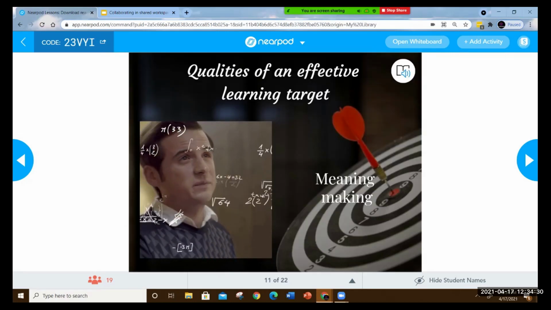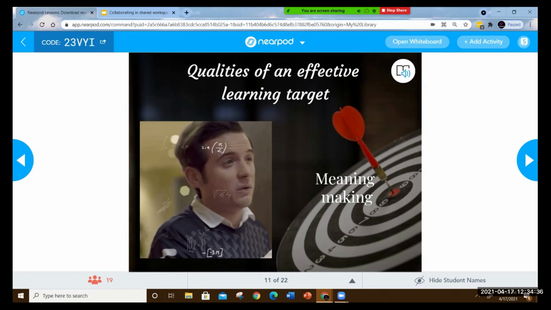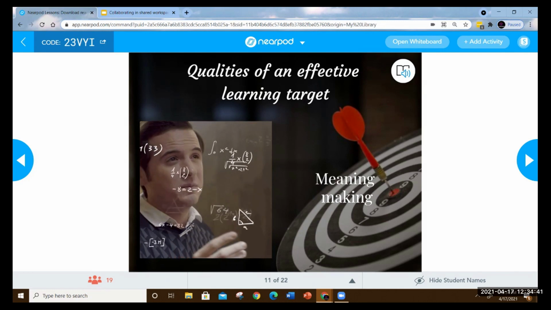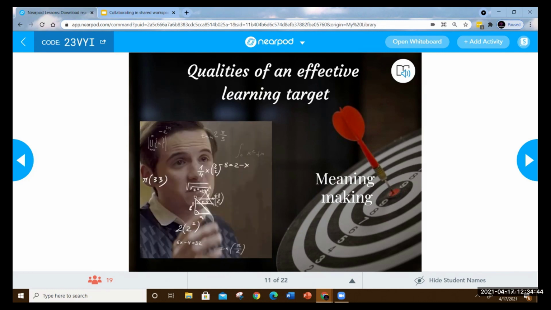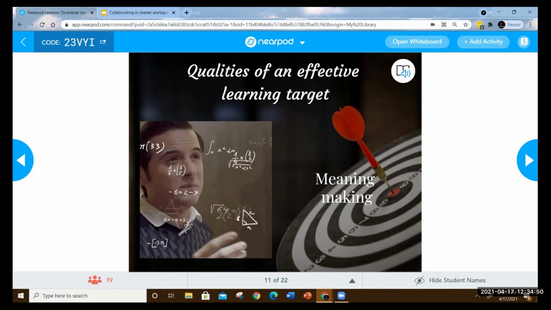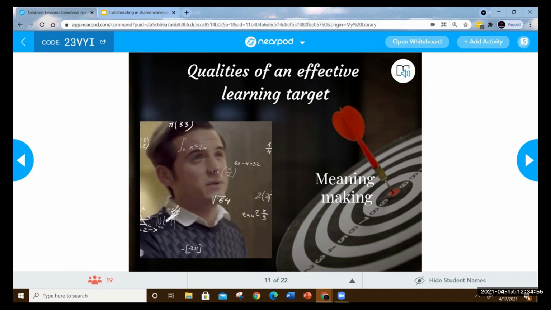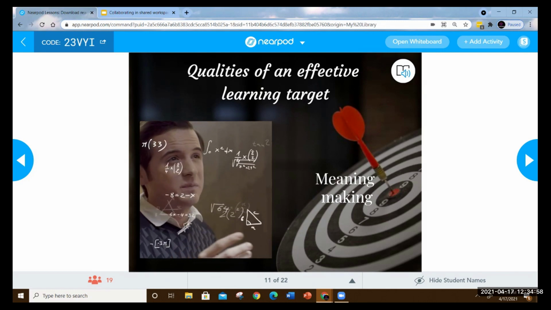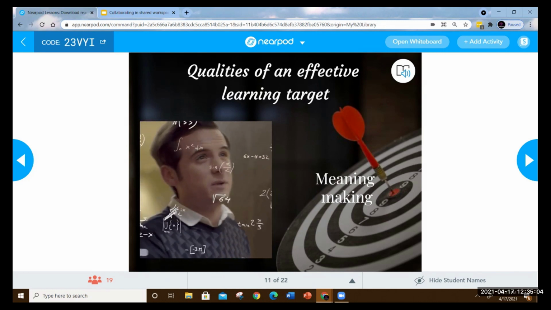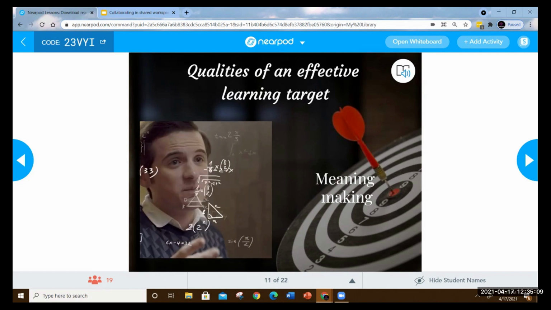All right, so what are the qualities of an effective learning target? All right, there are three. The first is that the learning target focuses on meaning making. In other words, it's asking students to make inferences or to draw conclusions. It's asking them to analyze, to compare, to do some kind of deeper level thinking. If you don't have a meaning-making component in your learning target, you need to make sure that you have one, okay? Can they infer something? Can they interpret something? Can they summarize?